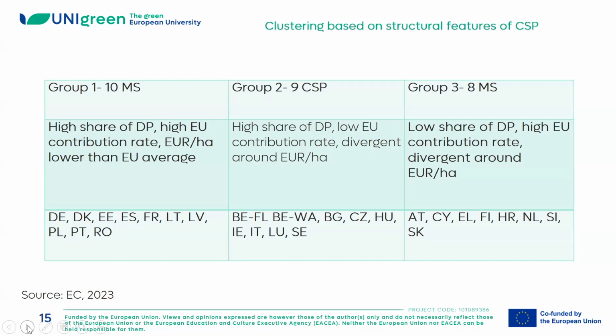What we can see is that Group 1 relies heavily on EU-financed direct payments, but delivers a lower than average per hectare rate. Group 2 shows a mix of high direct payment share, but requires more national co-financing. Group 3 emphasizes diversification away from direct payments, focusing more on the rural development program.